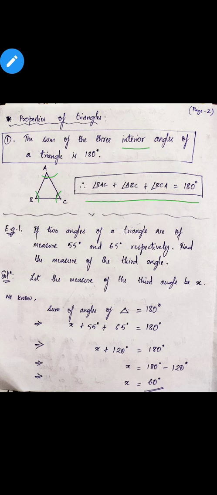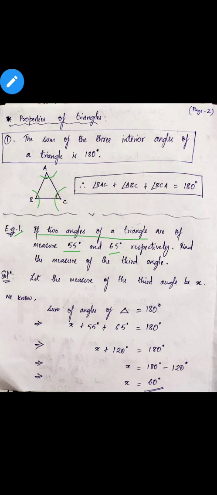When we add up all the angles together, the total will always be 180 degree. This is the first property of a triangle. Okay, and based on this property, if you look at the example, if 2 angles of a triangle are of measure 55 degree and 65 degree respectively, find the measure of the third angle. So if this is 55 and this is 65, find this angle. This is what the question is saying.